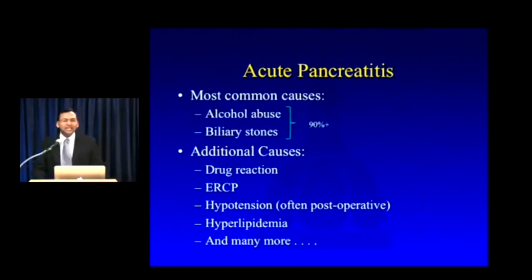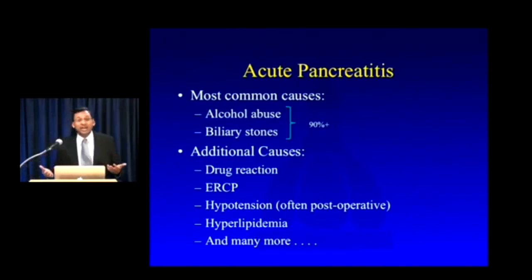Now, if you look at any textbook, there are literally dozens of different causes of acute pancreatitis. But that being said, regardless of where you practice, whether it's Hopkins or elsewhere, the vast majority of cases, probably in the order of 90 to 95% of cases, are attributable to one of two causes: alcohol abuse or biliary stones. And the other causes you may or may not see in your practice depending on where exactly you practice.